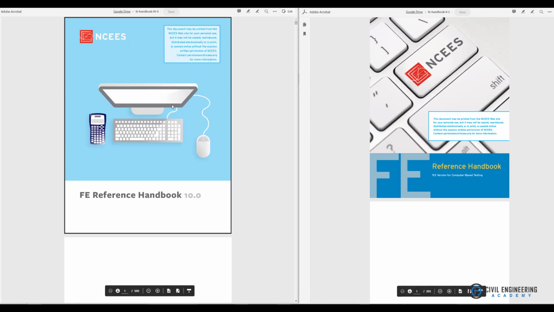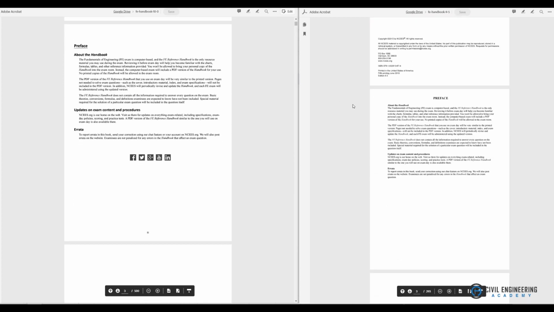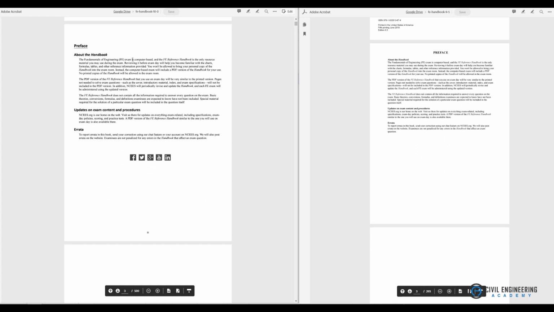Nice little graphic, checking out the computer-based testing. Let's just go through this, see what we got. So, right here, about the handbook, the FE exam is computer-based. The FE Reference Handbook is the only resource material you can take with you to the exam. Actually, you can't take it with you, but you can use it during the exam. Reviewing it before exam day will help you become familiar with the charts, formulas, tables, and other resource information provided. You won't be allowed to bring your personal copy of the handbook into the exam room. Instead, with the computer-based exam, you get access to a PDF of this thing, and that's what you get.